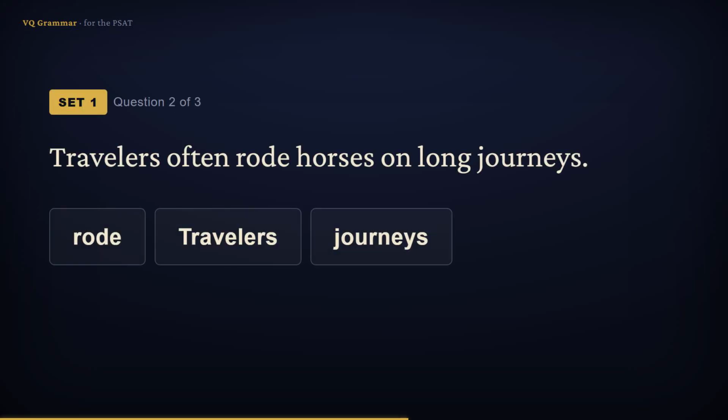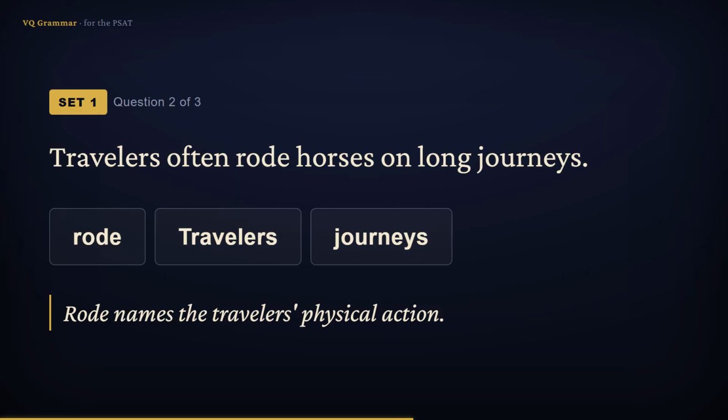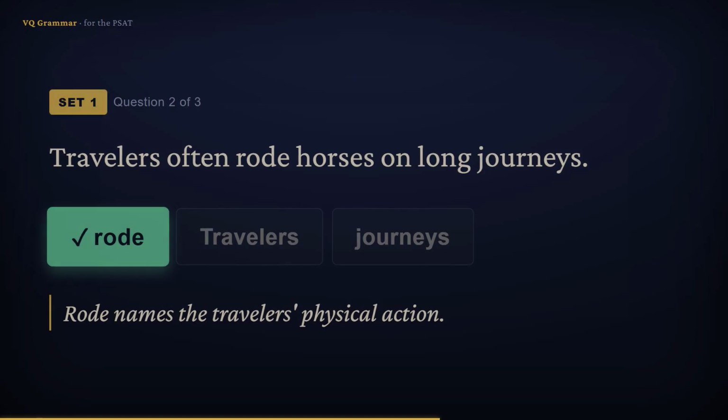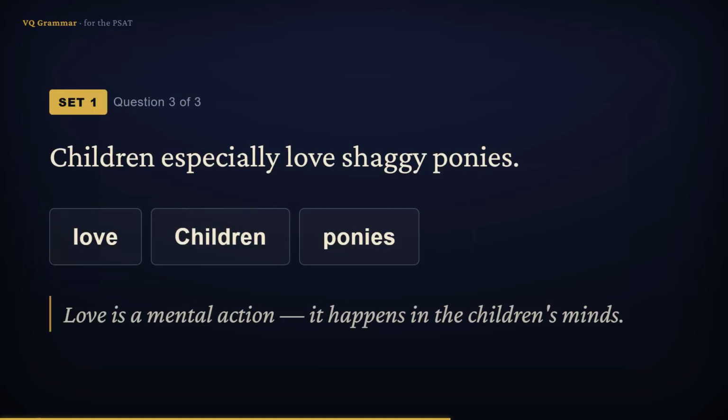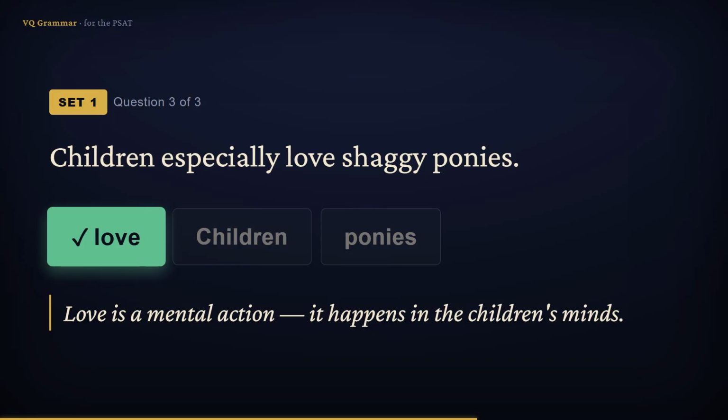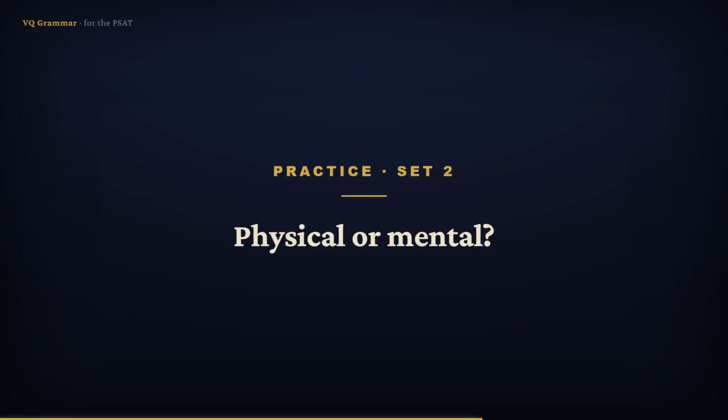Travelers often rode horses on long journeys. The subject is travelers. What did they do? They rode. Travelers and journeys are nouns. Rode is the action they performed, so the answer is rode. Children especially love shaggy ponies. The subject is children. What do? They love the ponies. You can't film loving, but it's still an action, a mental one. So the answer is love.